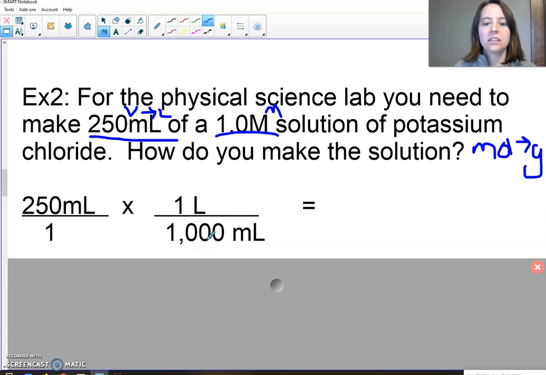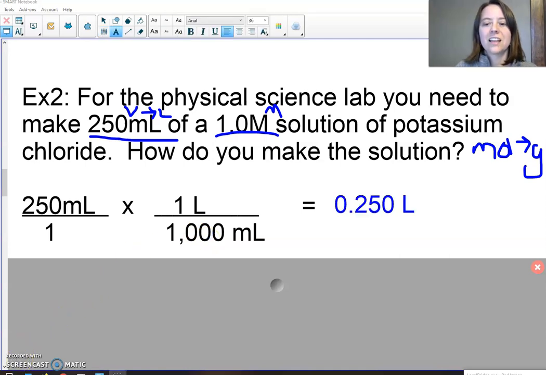So let's first off convert our milliliters to liters. And so how many liters would that be? If you had said 0.250 liters, you would be correct. And then next up, we're going to have to figure out the number of moles and convert it to grams. But we don't have any numbers for that, so we're going to have to do some algebra first.